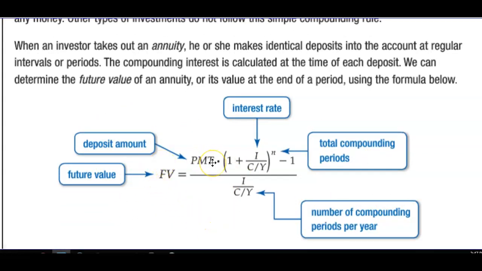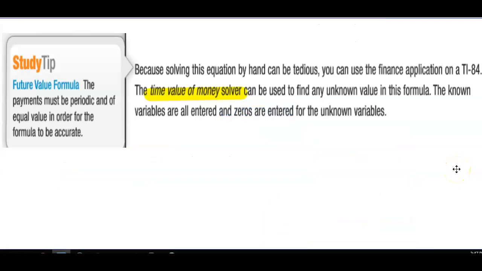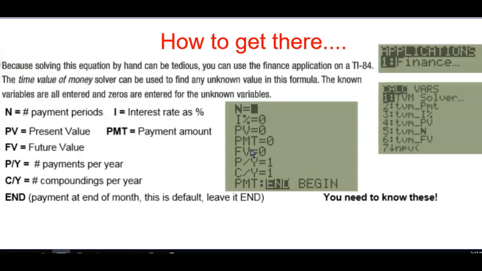So I'm adding to it every month. If I want to know the future value, this is the complicated, nasty formula I would have to use, and on my calculator I need a million pairs of parentheses. But because of this app called the Time Value of Money Solver, okay, you don't have to do that. So again, to get there, it's under the apps button. You hit 1 for finance. It is the TVM solver right at the top, okay?